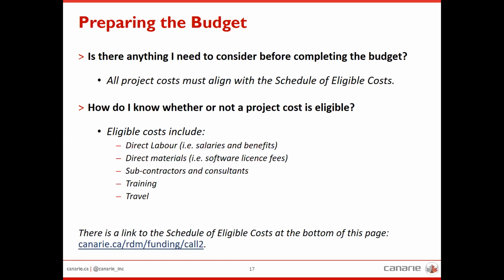Generally, there are 5 categories to this. The first one is direct labor, which pertains to the employee's salary and their corresponding benefits. The second category is direct materials, so for this project, it would be the software license fees, for example. Third, subcontractors and consultants. Something to note is that the work performed by them must be in Canada. And fourth and fifth are your training costs and travel that you will need to complete your project. Next slide.